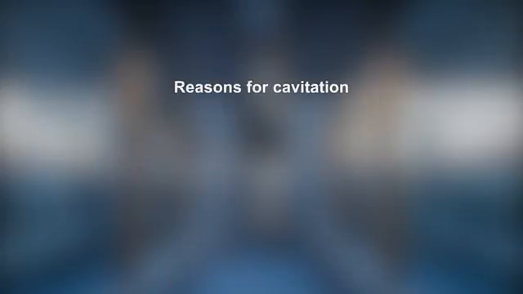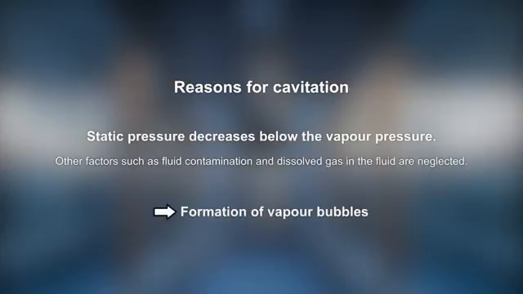This is exactly what happens when cavitation occurs. Bubbles of water vapor form when the pressure in a certain location decreases below the vapor pressure. The vapor condenses back to liquid once the bubble has reached a location with a pressure above the vapor pressure.